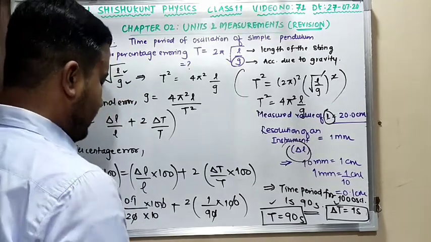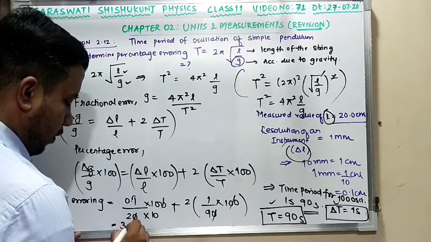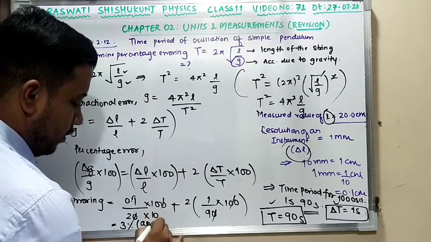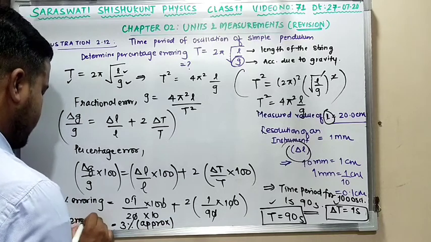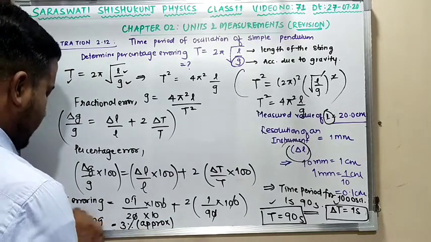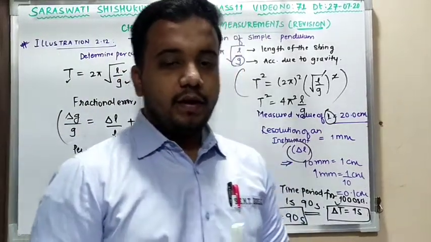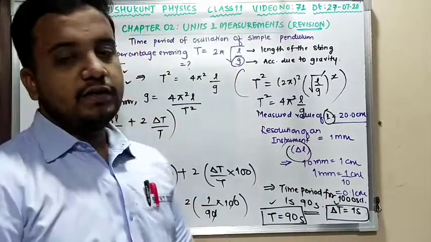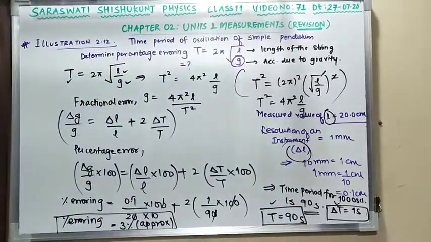Yes, if you calculate more, you will find out that it will be approximately 3%. Clear? So the percentage error in g is found to be approximately 3%. Remember, here the answer will be 2.7 something, but that is approximated to 3%. Hope it is perfectly clear. Very good. Moving to the next numerical.